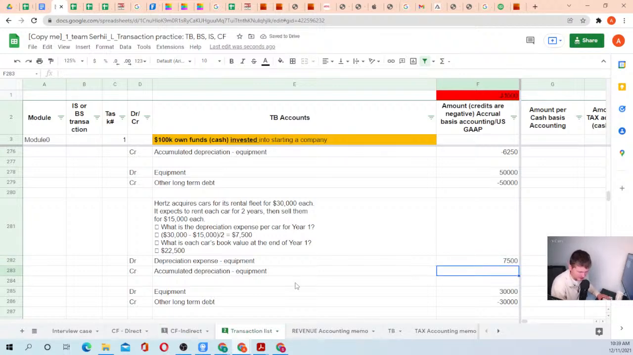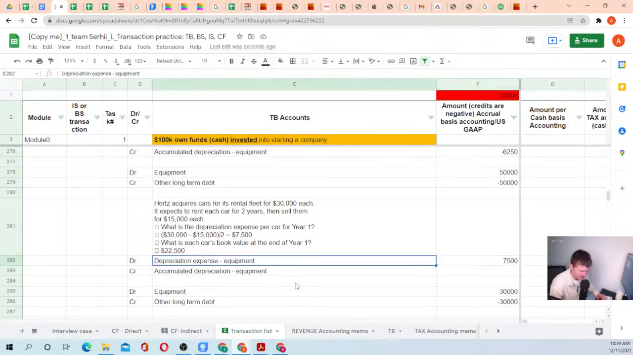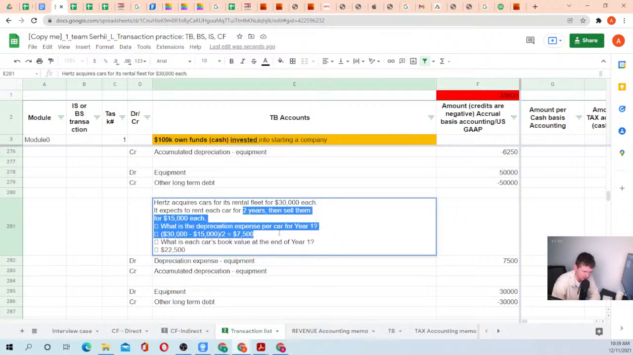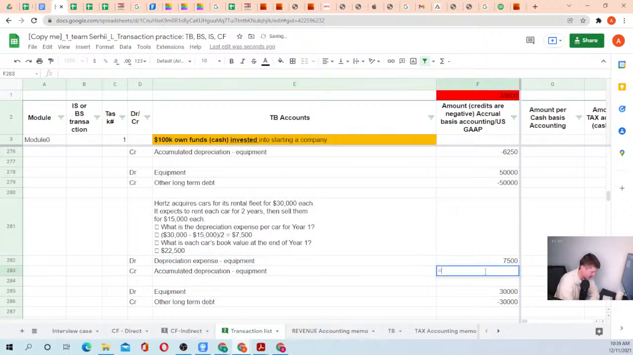Okay. Depreciation expense 7,500. So as you see, we deduct liquidation costs, residual value, from acquisition cost, and we determine that 15,000 is the depreciation value, the depreciation basis, and 2 years is their useful life, so they want to use cars only 2 years and then sell them. So that's our depreciation expense.